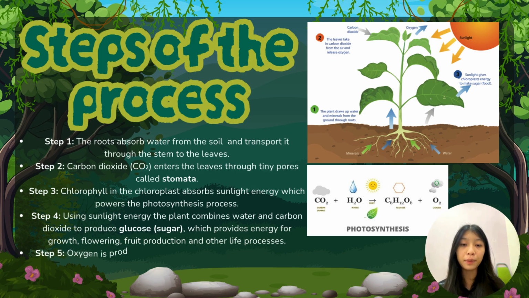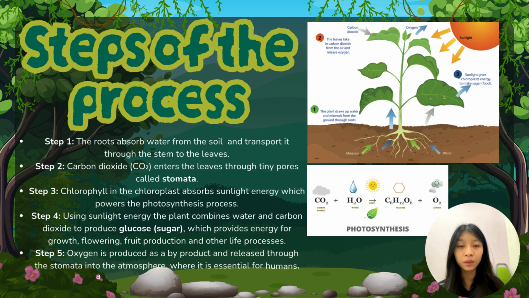Fourth, the plant combines water and carbon dioxide using the absorbed sunlight energy to produce glucose. Glucose is a type of sugar that serves as food for the plant. It provides energy for growth, flowering, fruit production, and many other life processes. Finally, oxygen is produced as a byproduct and released through the stomata into the atmosphere. This oxygen is essential for humans, animals, and many other living organisms.